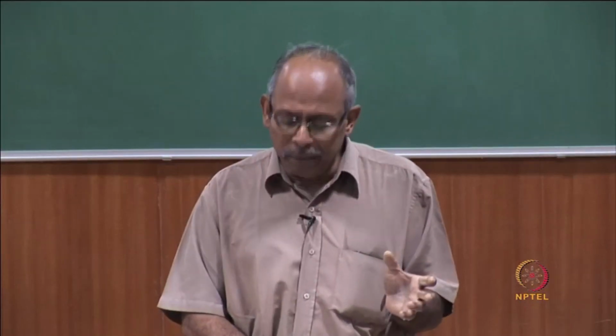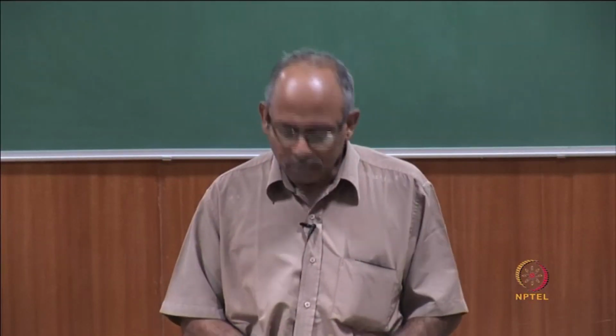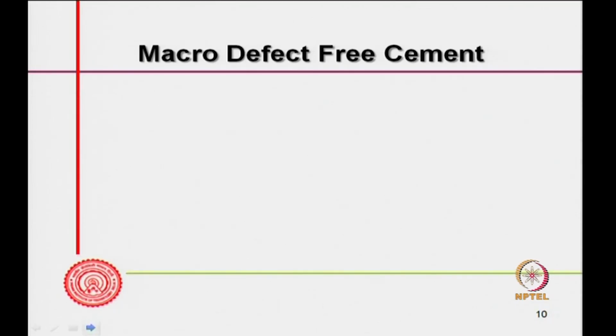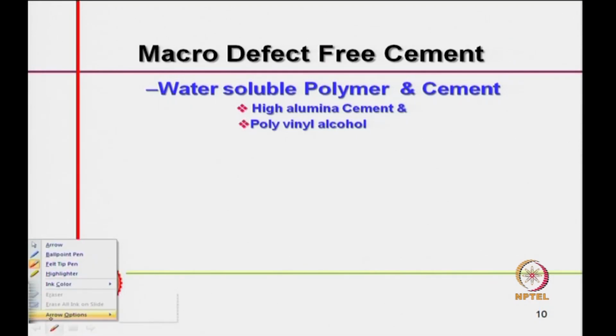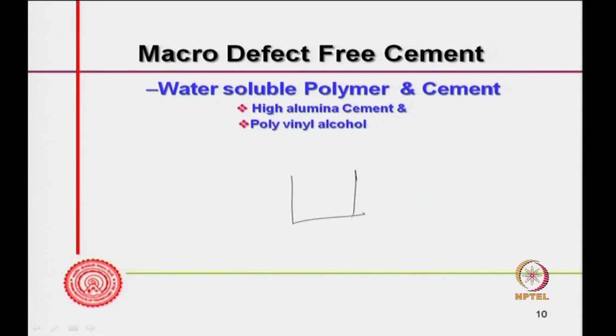We can now look into the other high strength matrices, and one of them is macro defect free cement. Now, what is it? It uses a water soluble polymer. As I told you, you can apply high pressure onto the paste, let us say with a piston, and as you apply high pressure onto the paste, you can increase the strength.